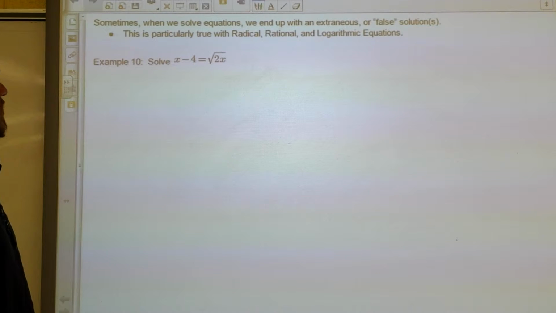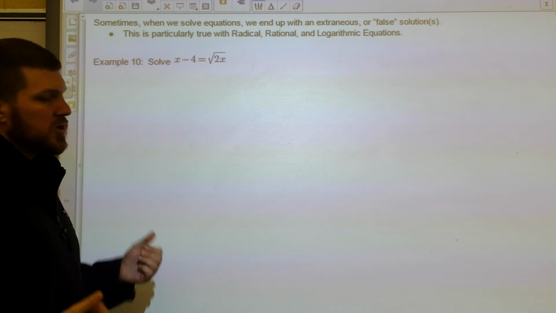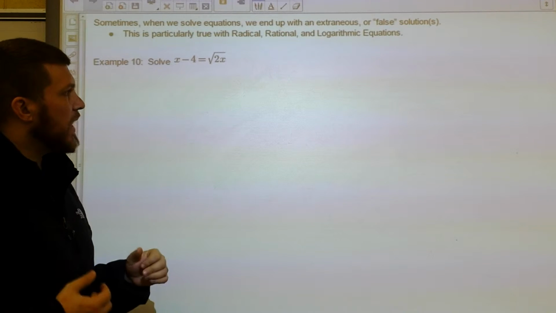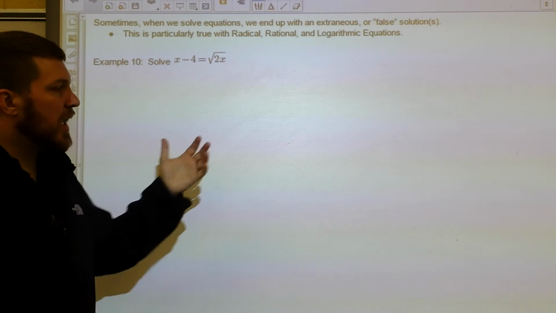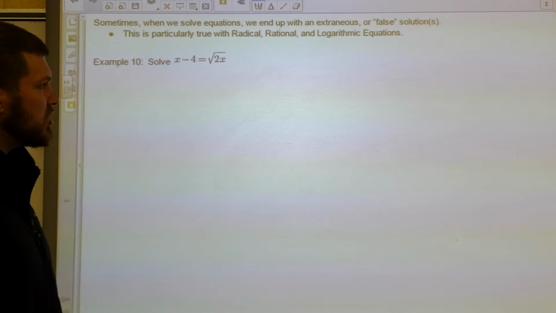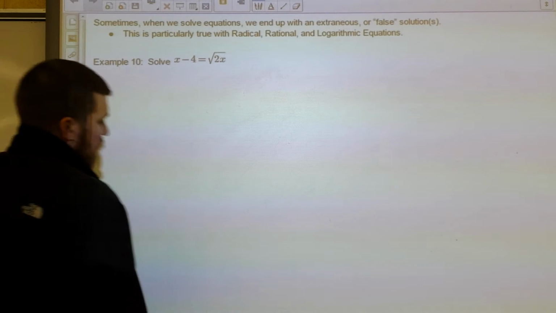And then sometimes when we solve equations, we can end up with an extraneous or what's called a false solution. This is particularly true with radical, rational, and logarithmic equations. So those type of equations that you're going to see now and in the future, be sure you go back and check your answers. So first off, I want to solve this one.